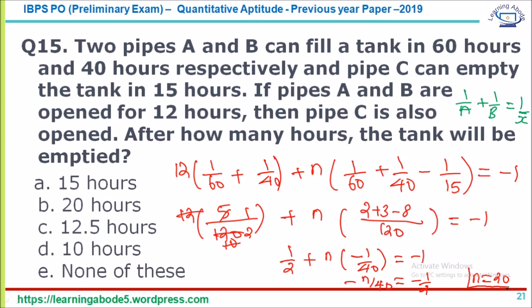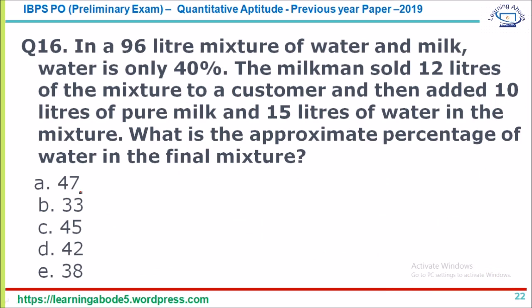So if the 3 pipes are open for 20 hours, for 12 hours the first 2 pipes are working. Now after that, for 20 hours, if all 3 pipes are open, then the tank will be emptied. So the answer is option B. I think in this sheet this is the only lengthy question, but even this is actually a very simple question. The answer is option B. Now question number 16.